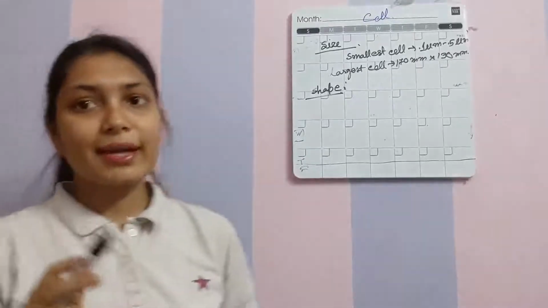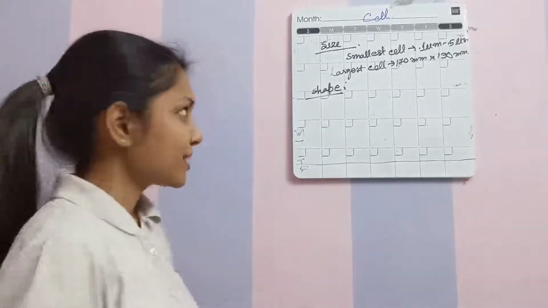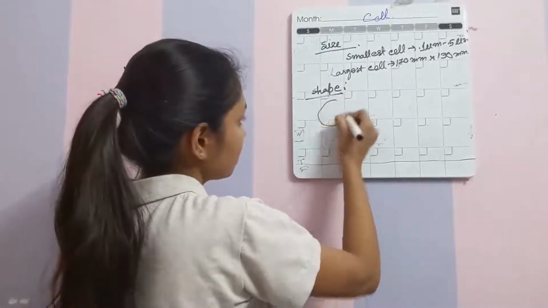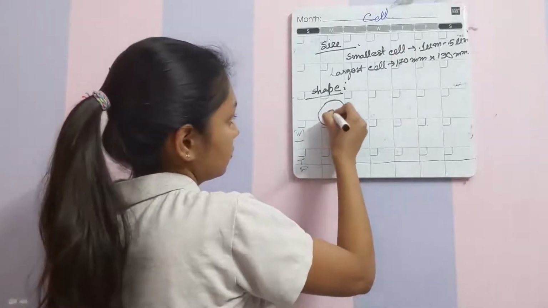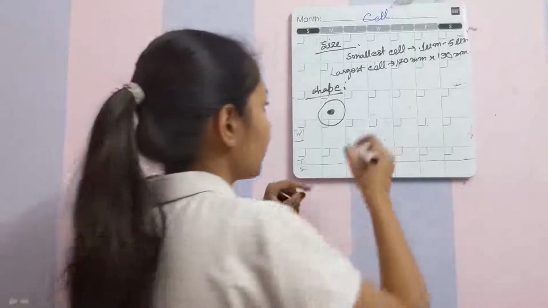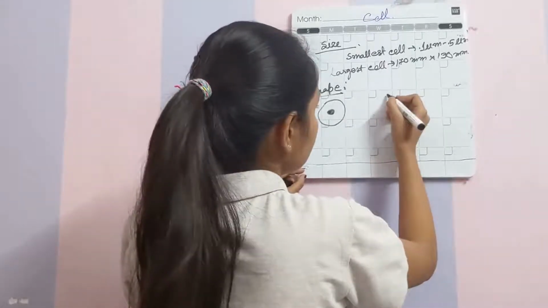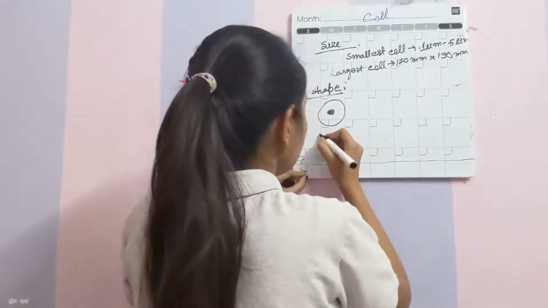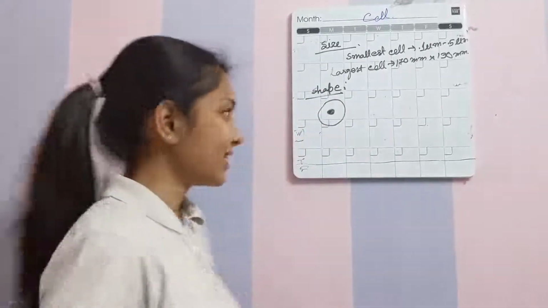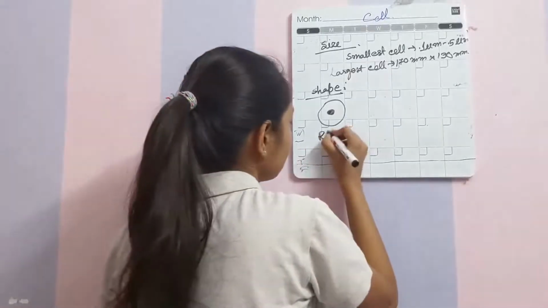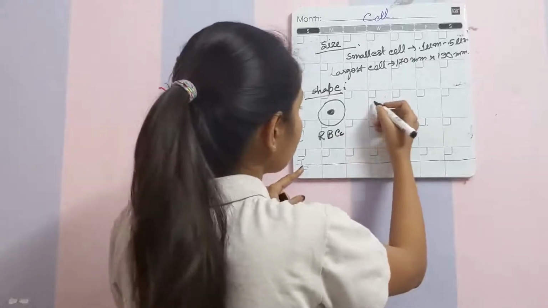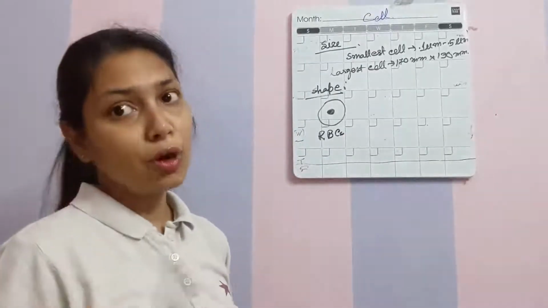So students, cells have different shapes. Basically they are round in shape, but they also have other shapes. Tell me, what is this cell? It is spherical. Okay. Next. Can you tell me the name of this cell? Yes, you are correct. It is RBC, red blood corpuscle. It helps to transport oxygen.